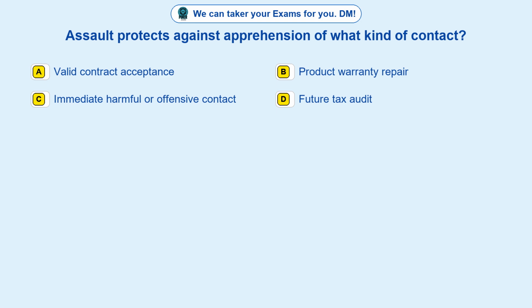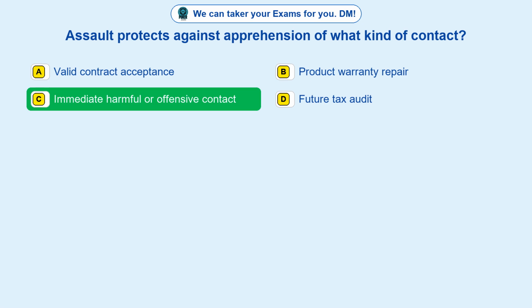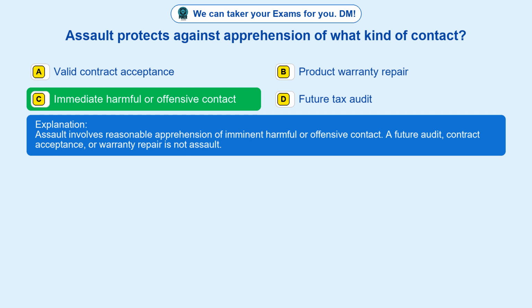Question 55. Assault protects against apprehension of what kind of contact? Option A, valid contract acceptance. Option B, product warranty repair. Option C, immediate harmful or offensive contact. Option D, future tax audit. The correct answer is option C, immediate harmful or offensive contact. Assault involves reasonable apprehension of imminent harmful or offensive contact. A future audit, contract acceptance, or warranty repair is not assault.